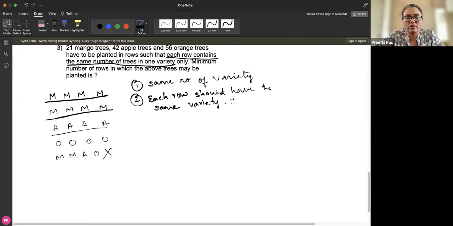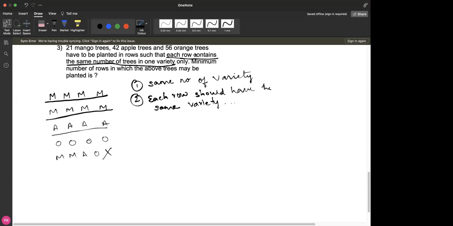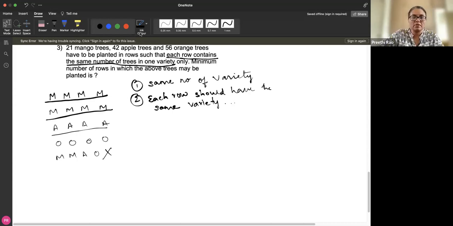Agne, Abhinav. How many rows? So the question is, what is the minimum number of rows in which the above trees may be planted?